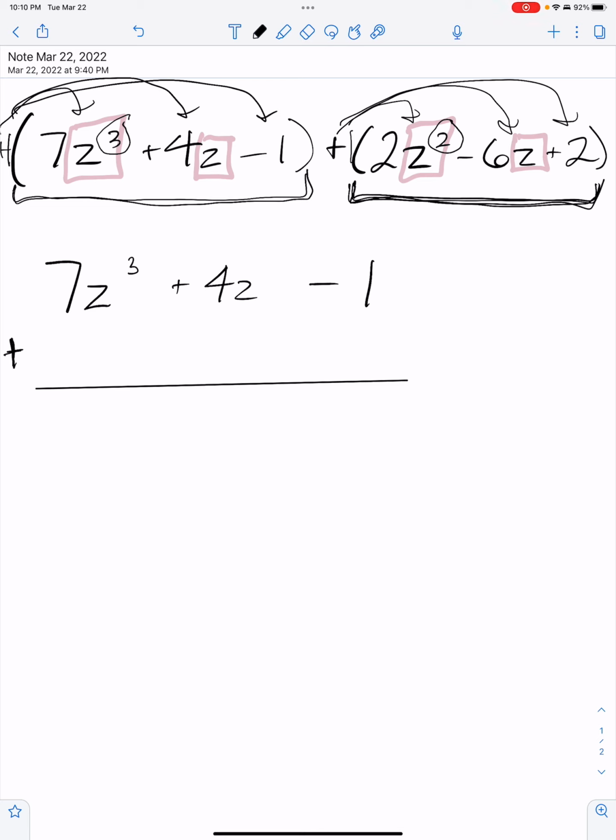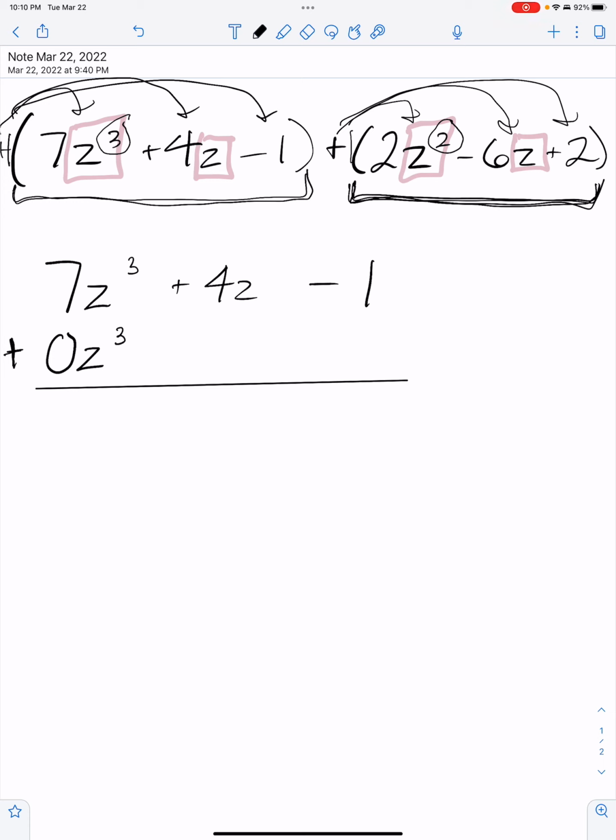So what I can do to hold the place of that is add a 0z cubed. I know I can do this because whenever you add or subtract a 0 of anything, it remains exactly the same. So it's not going to change anything. 7z cubed plus 0z cubed will still be 7z cubed. Okay, now I'm going to move on to this 4z.